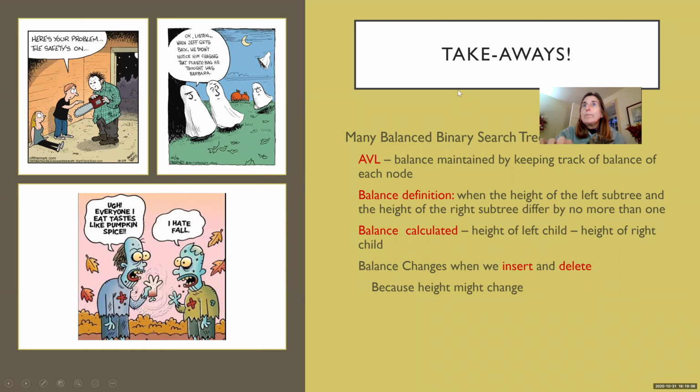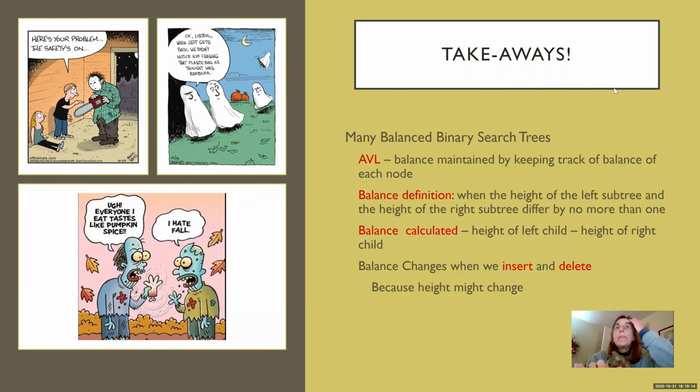Okay, so takeaways. There is more than one balanced binary search tree algorithm, and we're just learning AVL tree. AVL maintains its balance by keeping track of the balance of each node as we insert and delete. So what is balance? Balance is when the height of the left subtree and the height of the right subtree of a node differ by no more than 1. And the balance is calculated by taking the height of the left child and subtracting the height of the right child. And it is always done in that order, okay?